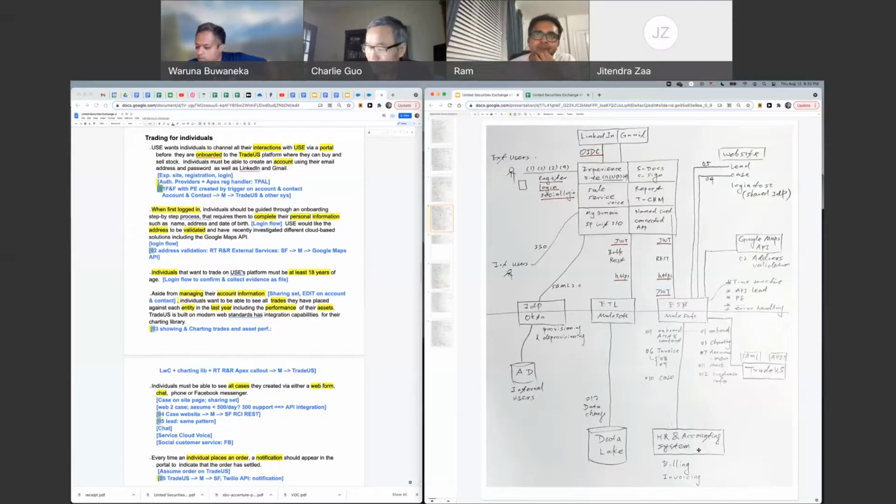Okay. Charlie, can you go to the model, please? Sorry. Yeah. Data model, can you open the data model, please? Oh, sure.